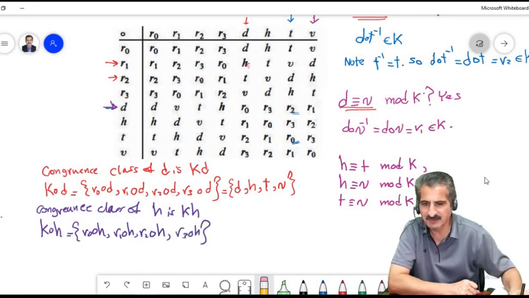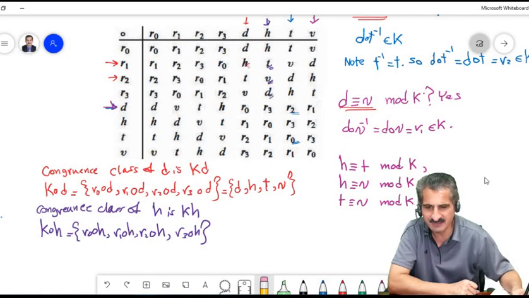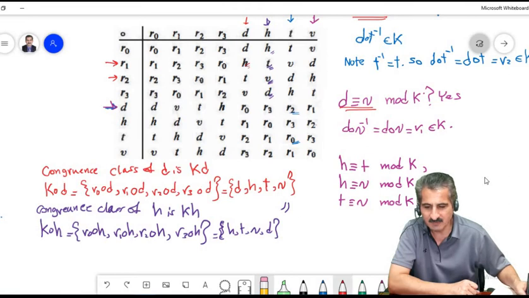So here H is, so R1 compose H is T, R2 compose H is V, R3 compose H is D, and R0 compose H is H itself. So we will have H, T, V, D. Oh, it is the same as the congruence class of D, and it will be actually the same as the congruence class of T, which is also the same as the congruence class of V.